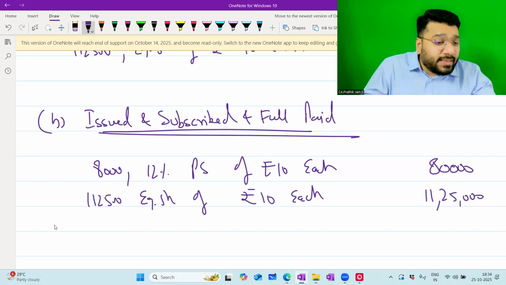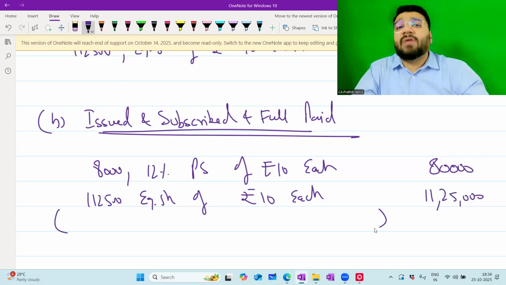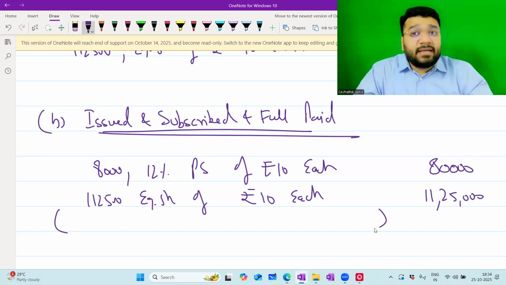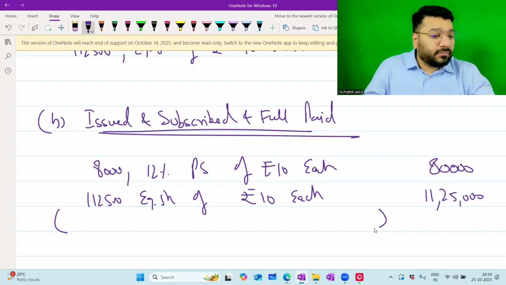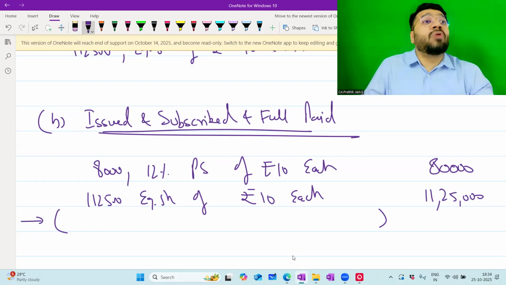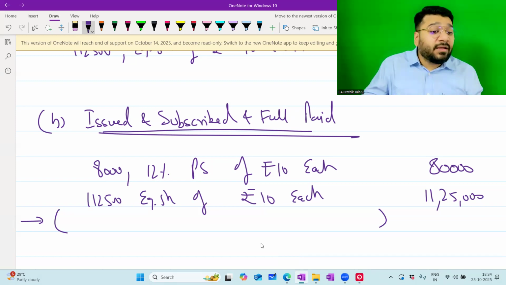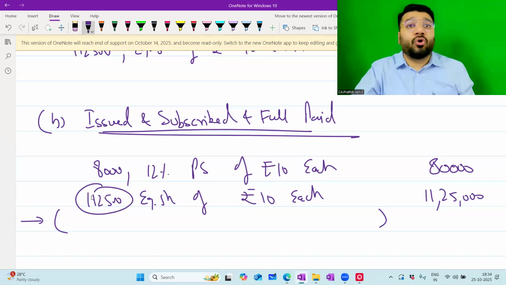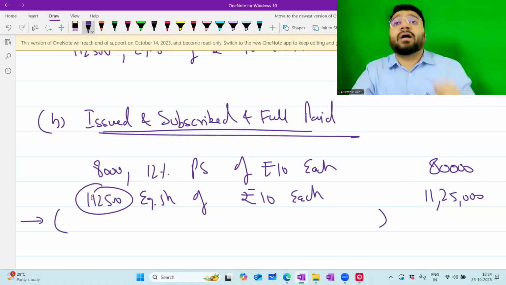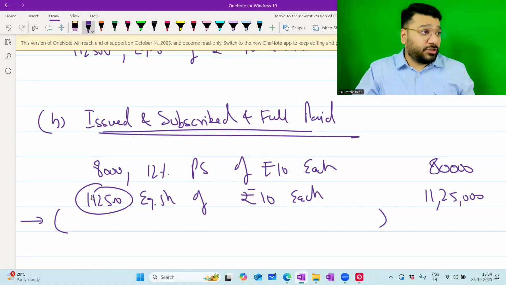What is important is the disclosure that I'm giving here. This is a disclosure requirement of Schedule 3. In Inter, we'll focus more on disclosure. There are multiple disclosures in Inter, and one such disclosure I'm discussing here. You have to tell the users of the financial statement that these 1,12,500 shares are issued. In that, how much is issued for consideration other than cash? How much is issued for no cash consideration?